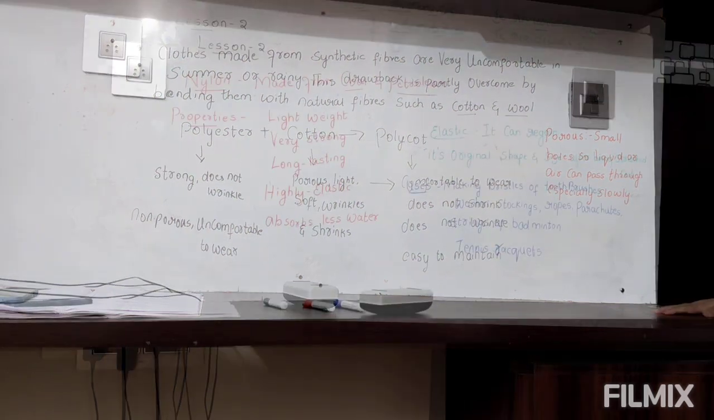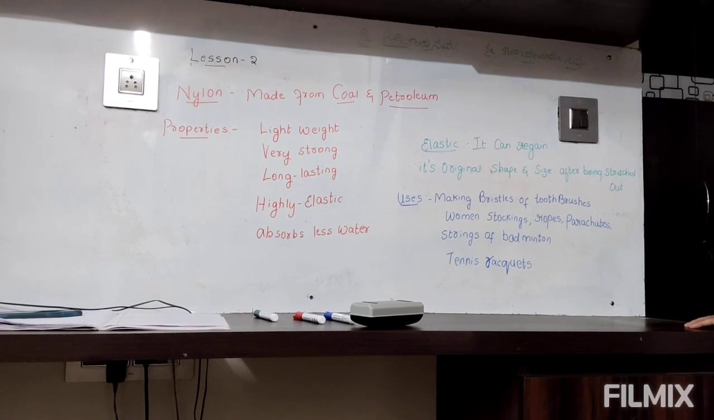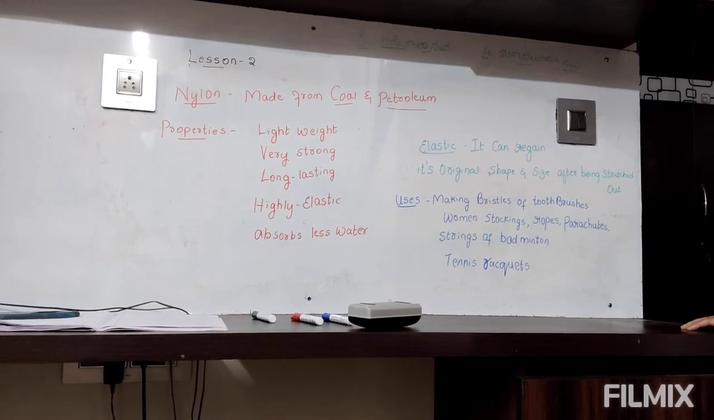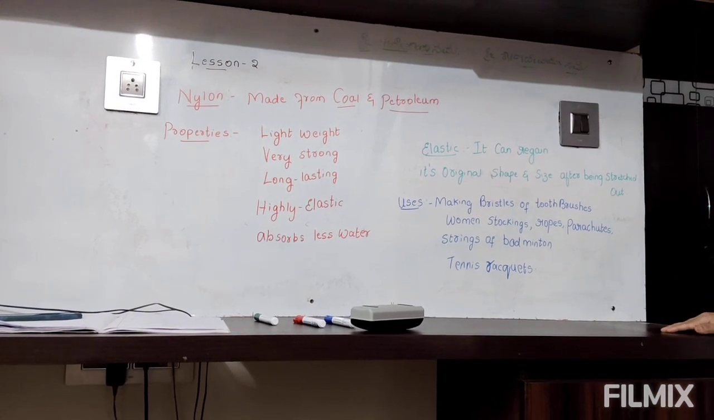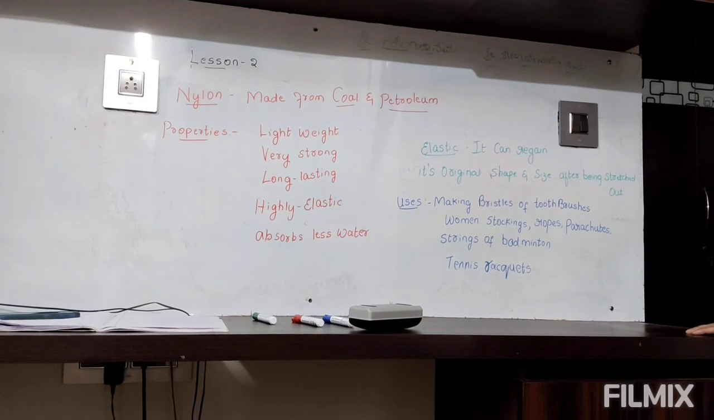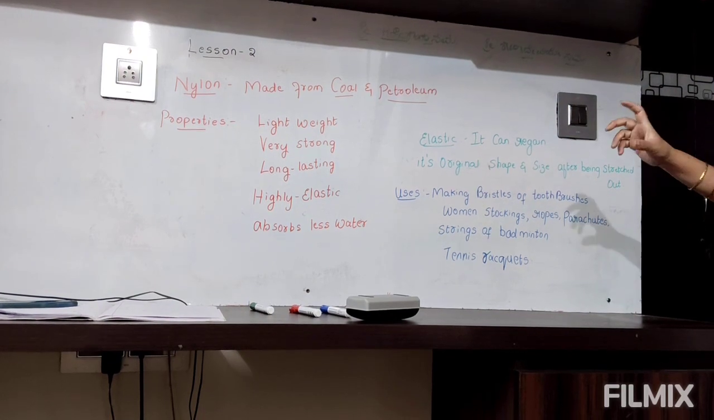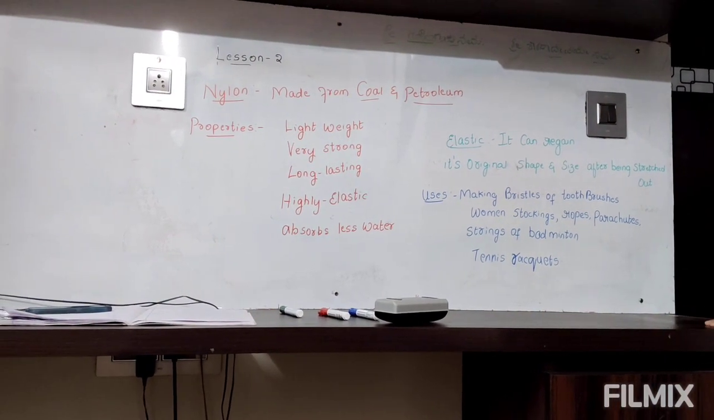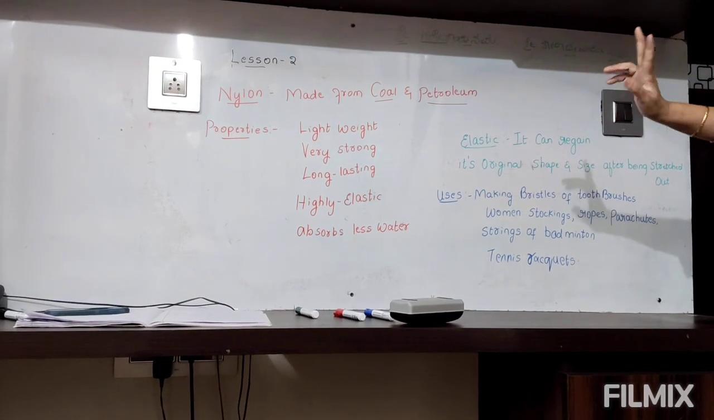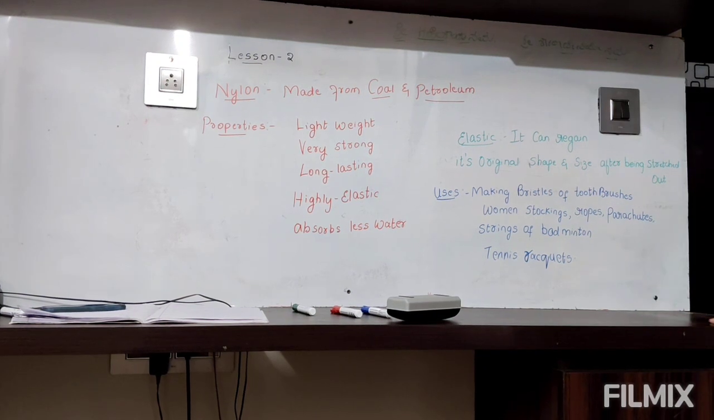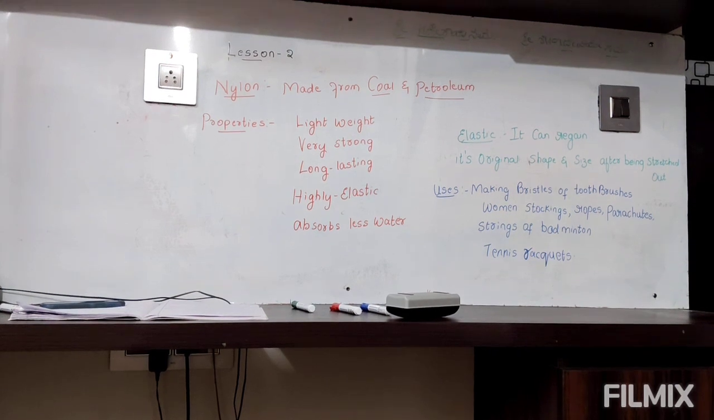I hope you understand. Let us study one more fiber, that is nylon. This is also a synthetic fiber which is made from coal and petroleum. I think people know about coal and petroleum. Nylon is made from coal and petroleum in the factories. These are the chemicals used in manufacturing nylon.